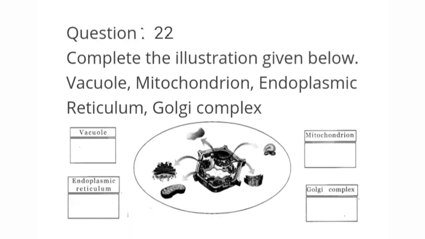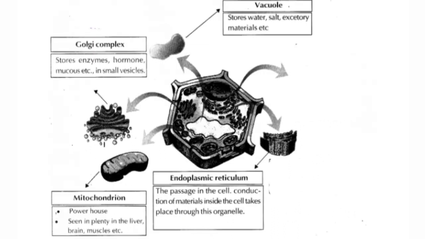Question number 22. Complete the illustration given below. Vacuole, mitochondrion, endoplasmic reticulum, Golgi complex. Vacuole stores water, salt, excretory materials, etc. Golgi complex stores enzymes, hormone, mucus, etc. in small vesicles. Mitochondrion, powerhouse, seen in plenty in the liver, brain, muscles, etc. Endoplasmic reticulum, the passage in the cell; conduction of materials inside the cell takes place through these organelles.